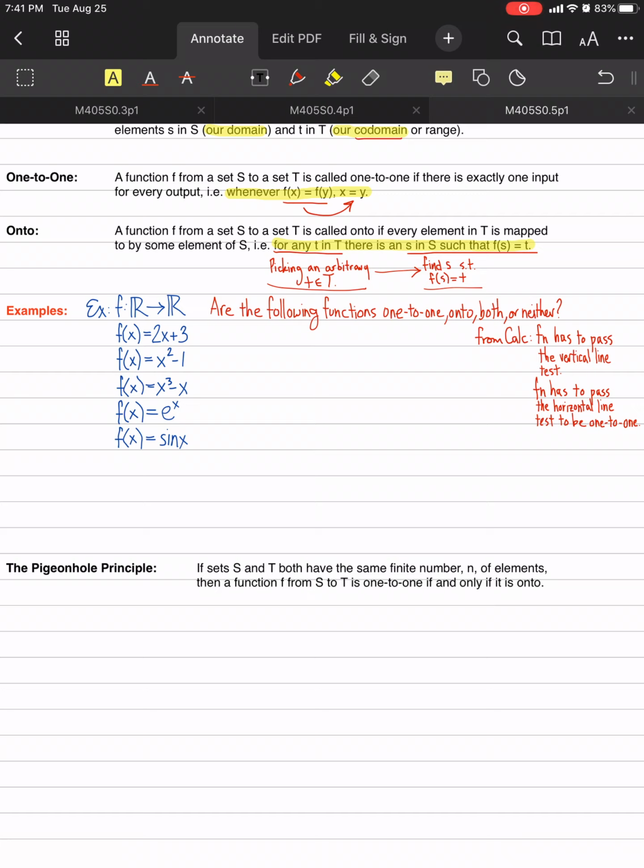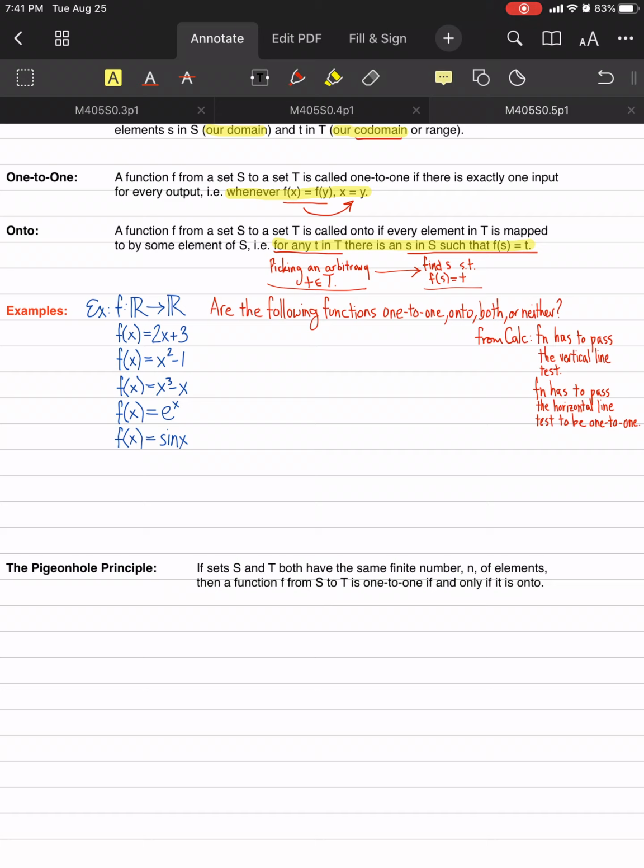In fact, there's a similar test for onto. If you draw a horizontal line through your xy plane and there's any place you can draw that line that doesn't touch the graph at all, the function is not onto. In other words, every y value has to be hit. So if you draw a horizontal line at y equals whatever, it has to hit the graph at least one time for it to be onto. And if it hits it more than one time, it's not one-to-one. So that's the idea here.